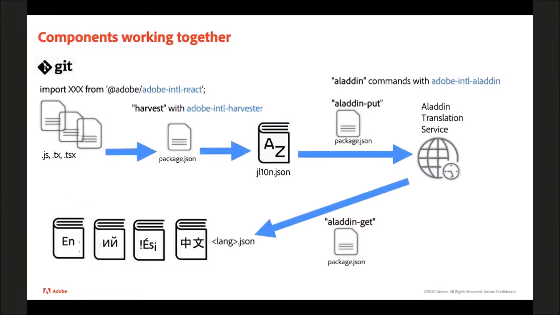So in conclusion, with these standardized and common globalization libraries, developers can focus on new feature development and hide the complexity of handling localization, as well as simplify the communication with the Aladdin translation service. Okay, let me hand off to Alice to show you a very quick demo of Adobe Intl React.